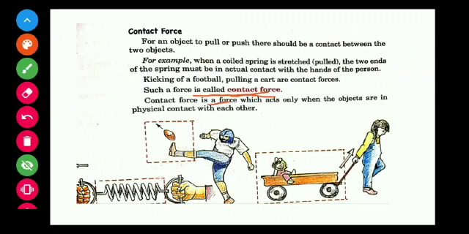Contact force is a force which acts only when the objects are in physical contact with each other. This is the definition. That is, contact force is a force which acts only when the objects are in physical contact with each other.